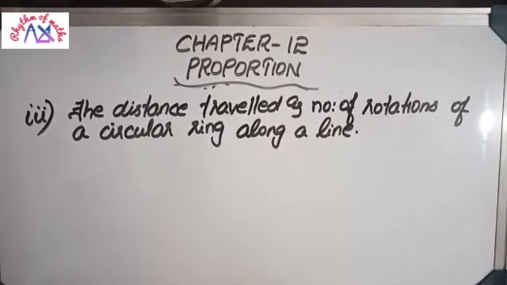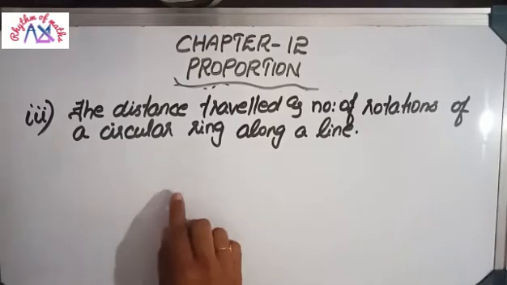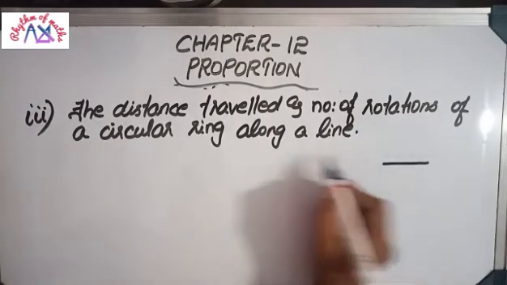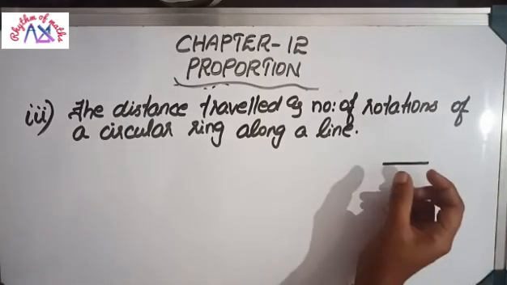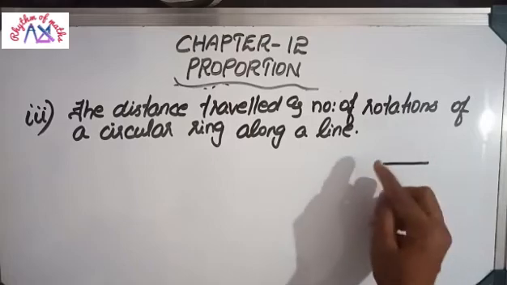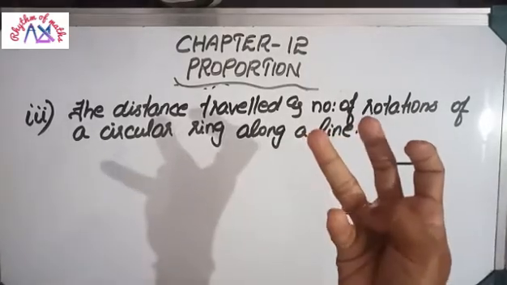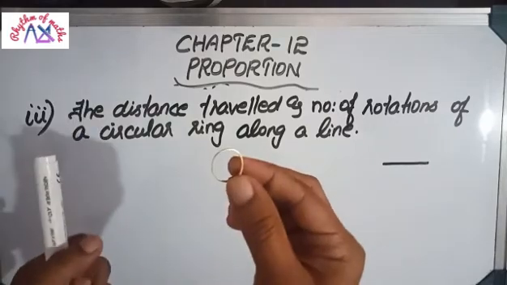The third sub question is the distance traveled and number of rotations of a circular ring along a line. That means we need the relation between the distance traveled and the number of rotations. For example, if a circular ring rotates only once, it covers its perimeter.